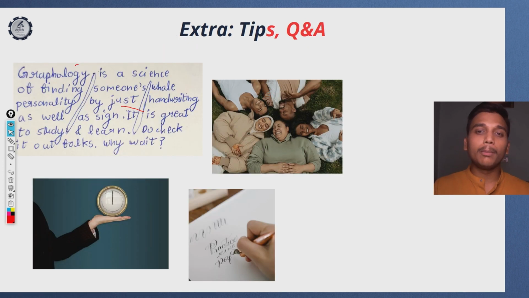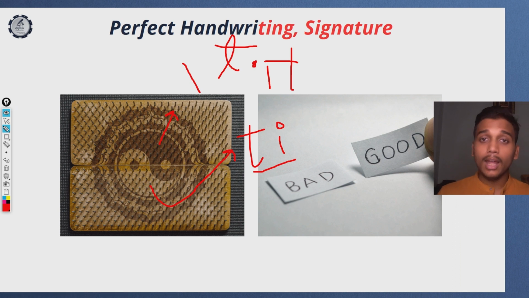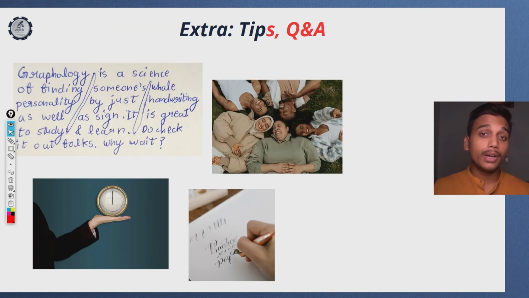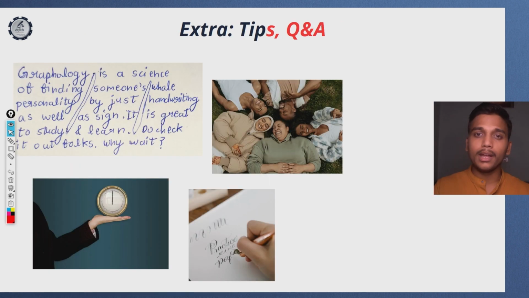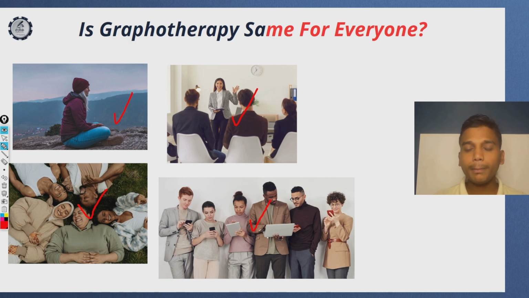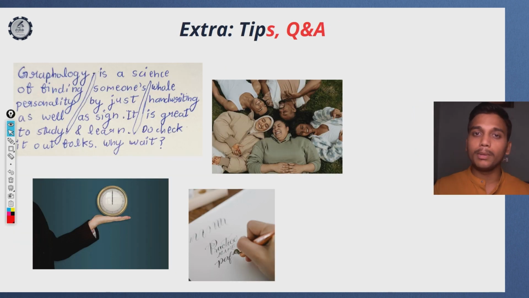And then we are going to learn about extra tips and Q&A. I have added some tips that you can follow to improve your life. Other than that, I also included some Q&A questions that many people ask me, like how much time does it take to improve your life through graphotherapy? Are there changes that are applicable to some people, or are there changes that are not applicable to all people? So I have given an answer to that question as well in this particular module.